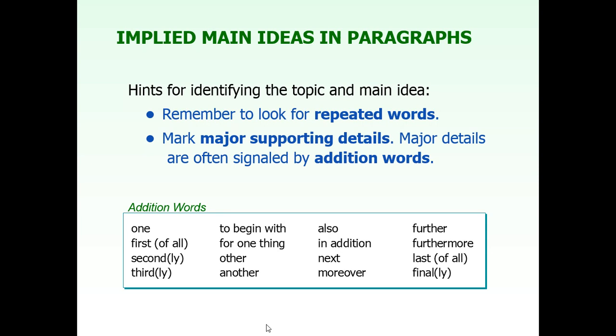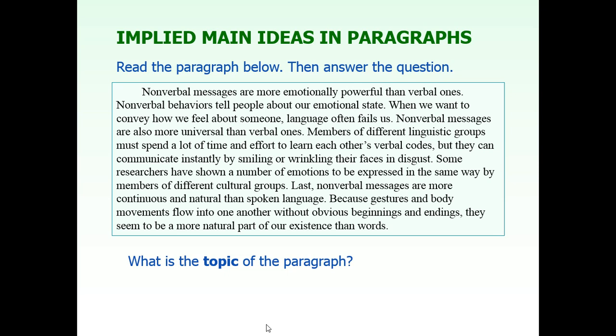So again, we have signal words here for the major supporting details. Remember, the major supporting details are the ones that have these signal words first, next, also, finally. And then the minor supporting details are ones that are like statistics, or they follow after those major supporting details. Okay, so here we have nonverbal messages are more emotionally powerful than verbal ones. Nonverbal behaviors tell people about our emotional state. When we want to convey how we feel about someone, language often fails us. Nonverbal messages are also more universal than verbal ones. Members of different linguistic groups must spend a lot of time and effort to learn each other's verbal codes, but they can communicate instantly by smiling or wrinkling their faces in disgust.